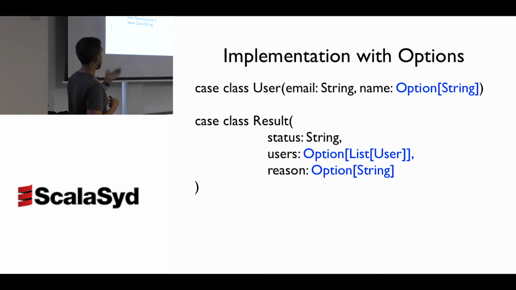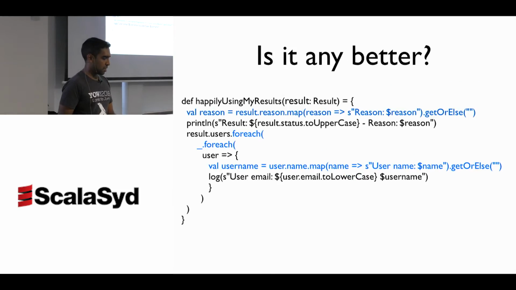Our user doesn't always have a name. Based on our API, we always have an email, though, so we make that an optional too. Then we try to use this. It's kind of better. Now we don't have any null pointer exceptions, though our code becomes a little more ugly, because now we have to map or foreach or getOrElse on a bunch of things.